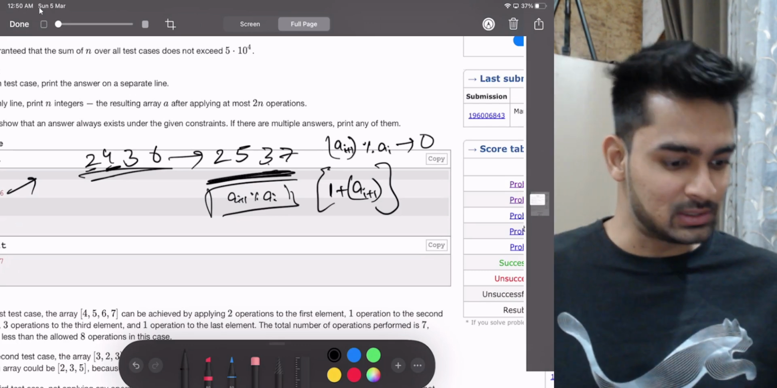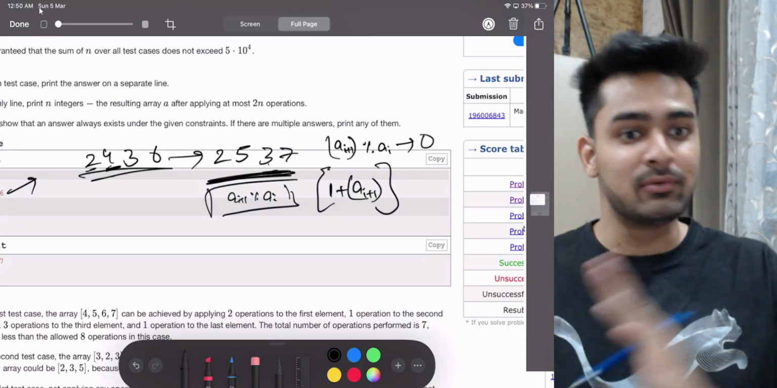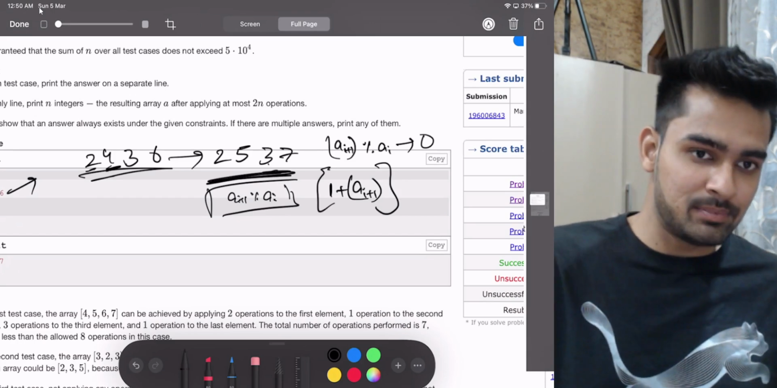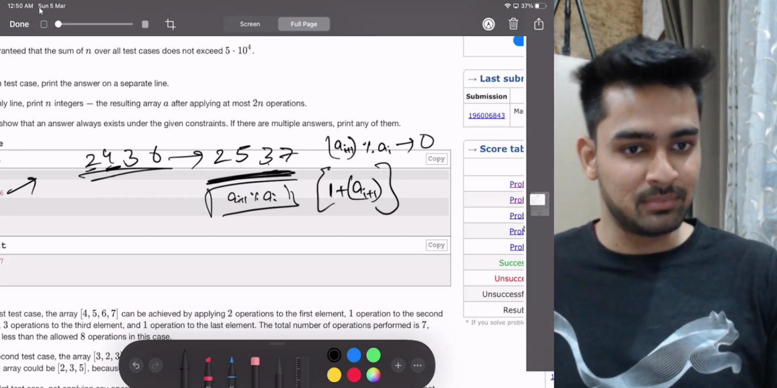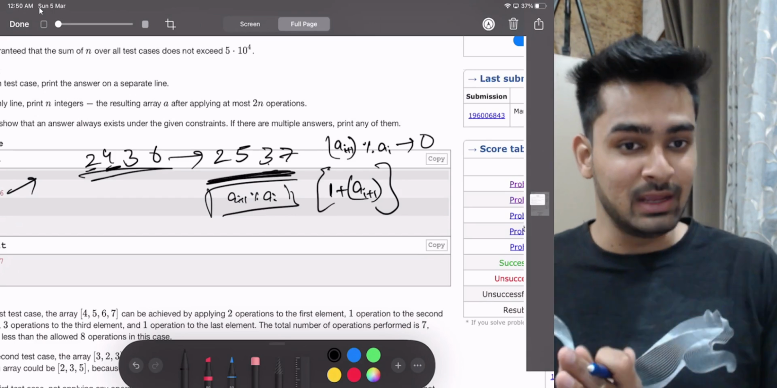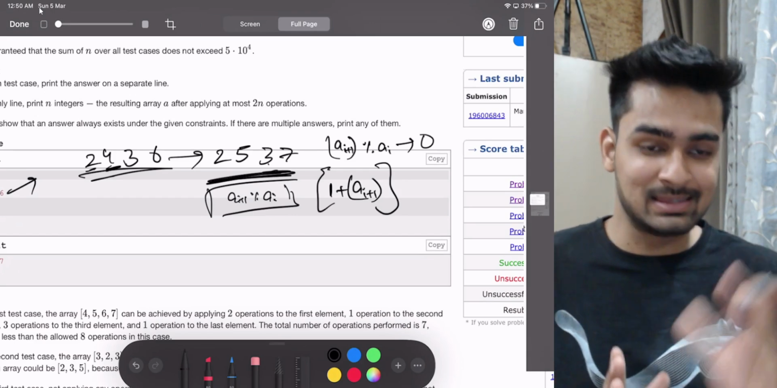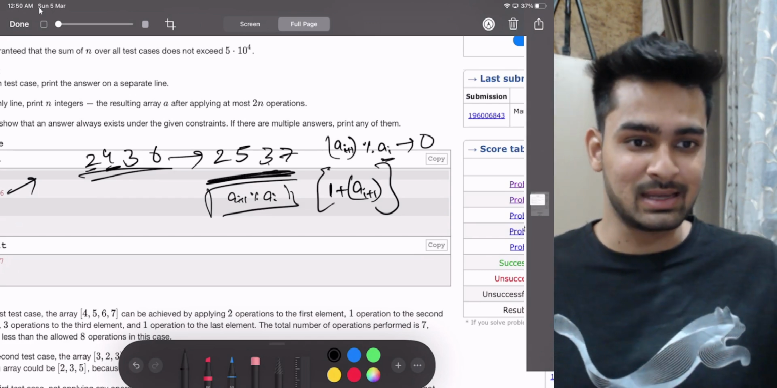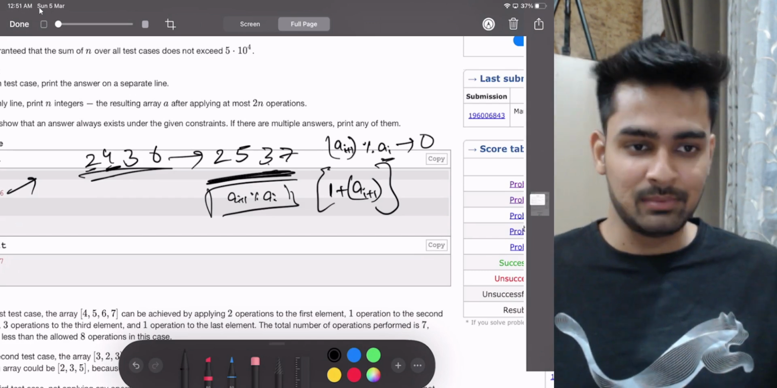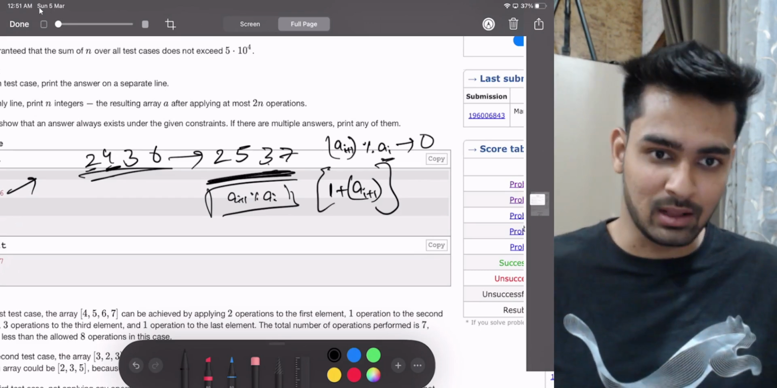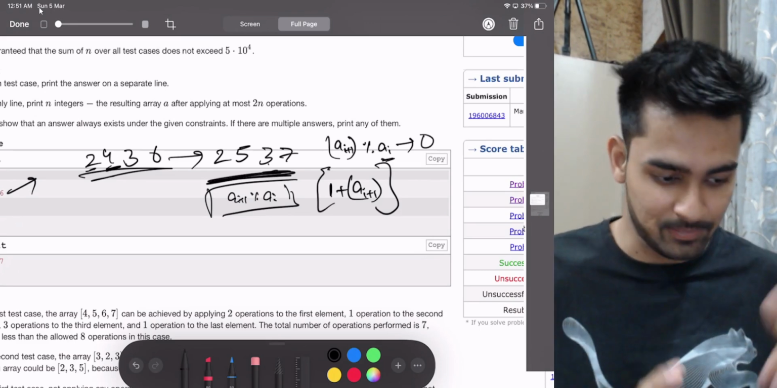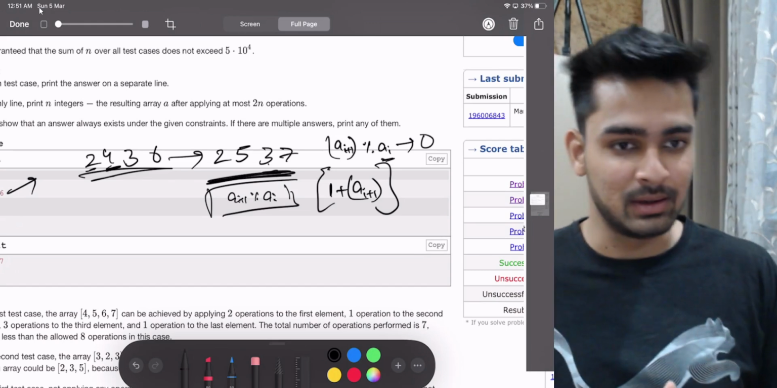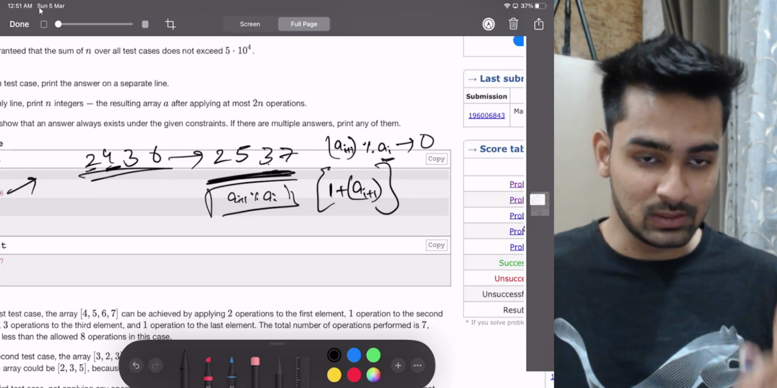So there are two things. First, we need to ensure that ai is never equal to 1, because if it is equal to 1, no matter what value we add to ai plus 1, it will always be divisible by ai. So we need to make sure that every element is greater than 1, except the last element, because for the last element we don't really need to do that. That can be 1 also, because that is not dividing anything. So from 1 till n minus 1th index, we need to ensure that every element is greater than 1. That is the first thing.